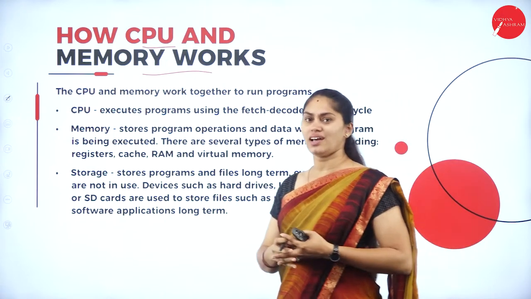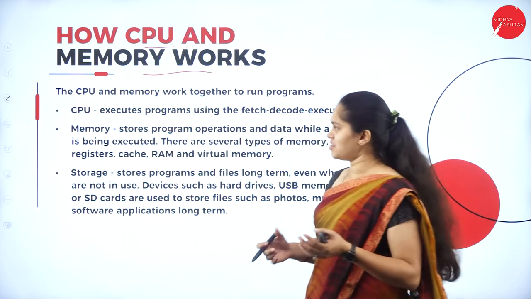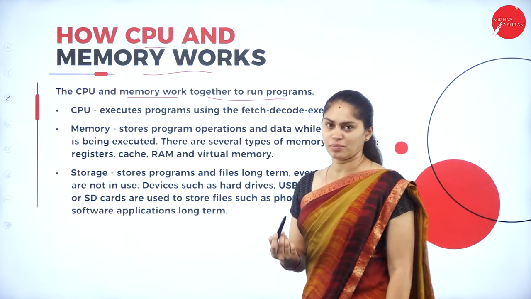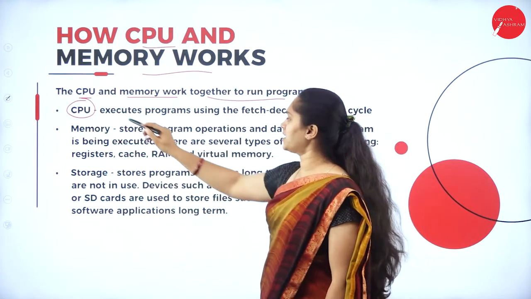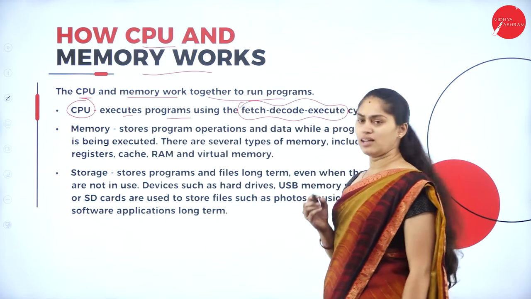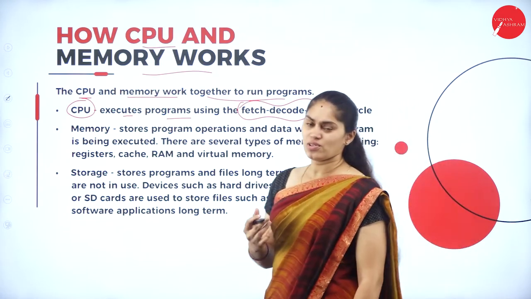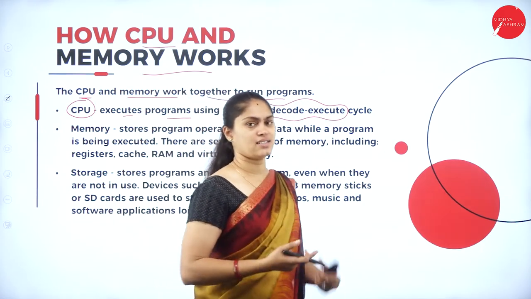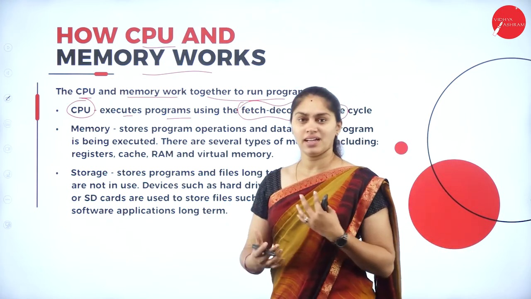If I want to get our work done, then CPU and memory should work together. That's why CPU and memory work together in order to run any program. And CPU is what? Central processing unit, which executes the program by making use of the fetch, decode, execute cycle. It has to fetch the input from the user, then that has to be decoded, then that should be executed. It goes on like that. It's taking an input, processing, and producing an output. That is the way the CPU executes.